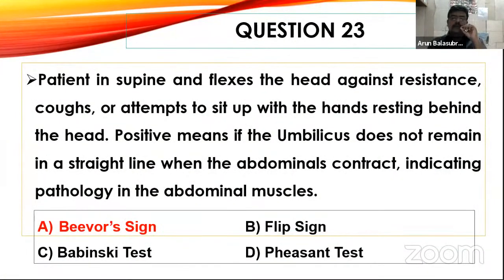Beevor sign is usually used to test the weakness of the abdominal muscles. So you just ask the patient to cough and you can find out. In muscle power grading, for zero, there is no contraction. For one, when you ask the patient to cough, you observe the movement of the abdominals. If the abdomen moves, it indicates that muscle power is one. Two is mild contraction, when you ask the patient to lift the head and find any movement in the abdominals. So for grades 0 to 1, we are able to use cough as a muscle power assessment.